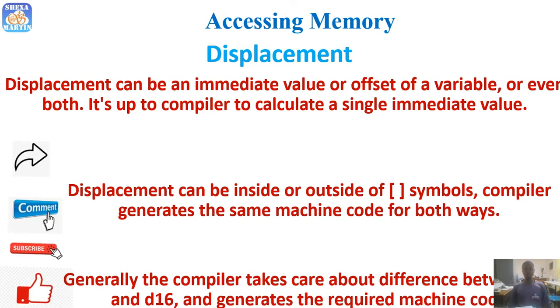Right. For example, let's assume that the data segment register DS has a value of 100, BX has a value of 30, and SI has 70. I'll repeat this. Let's assume DS has 100, BX has 30, SI has 70.